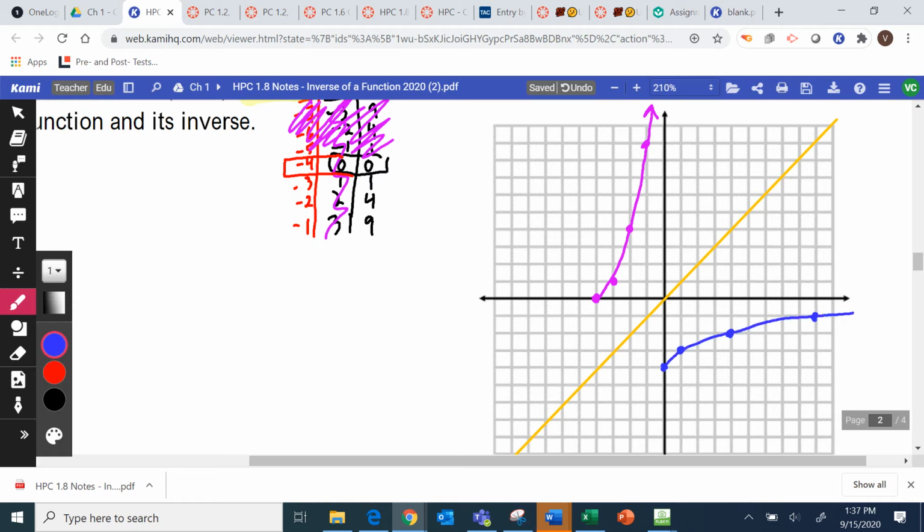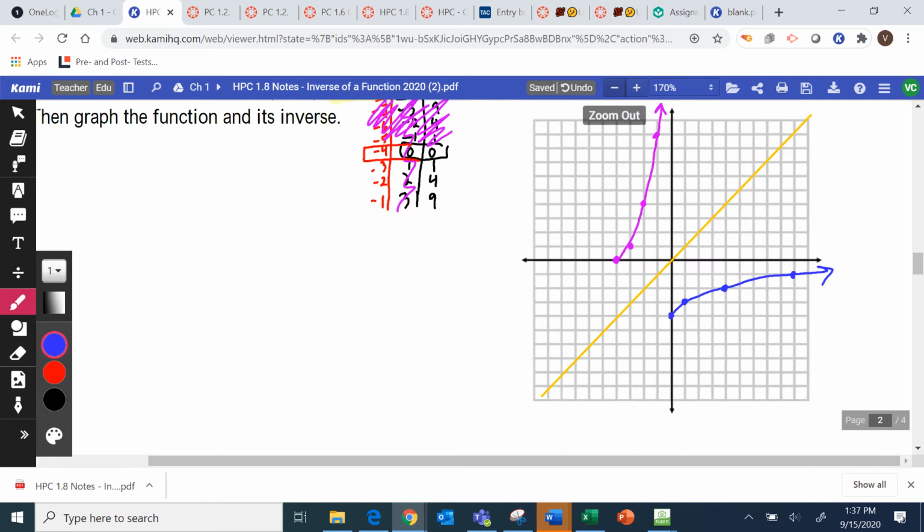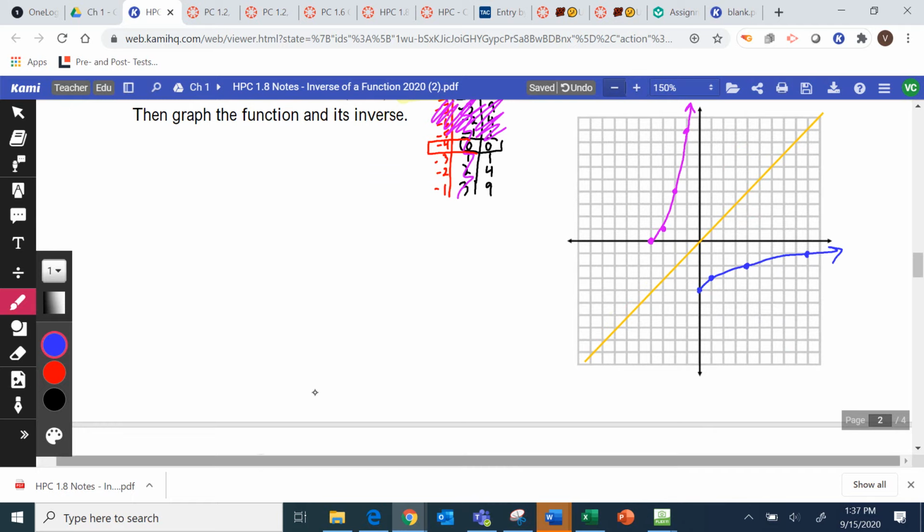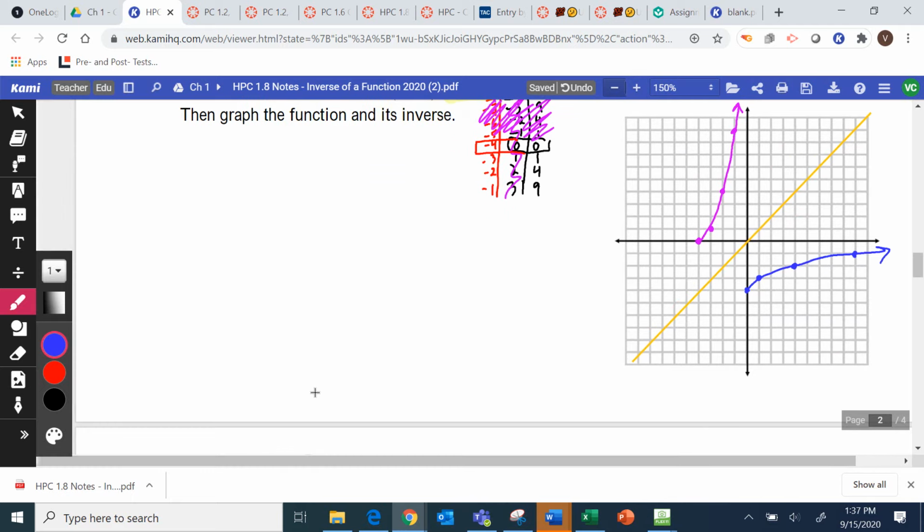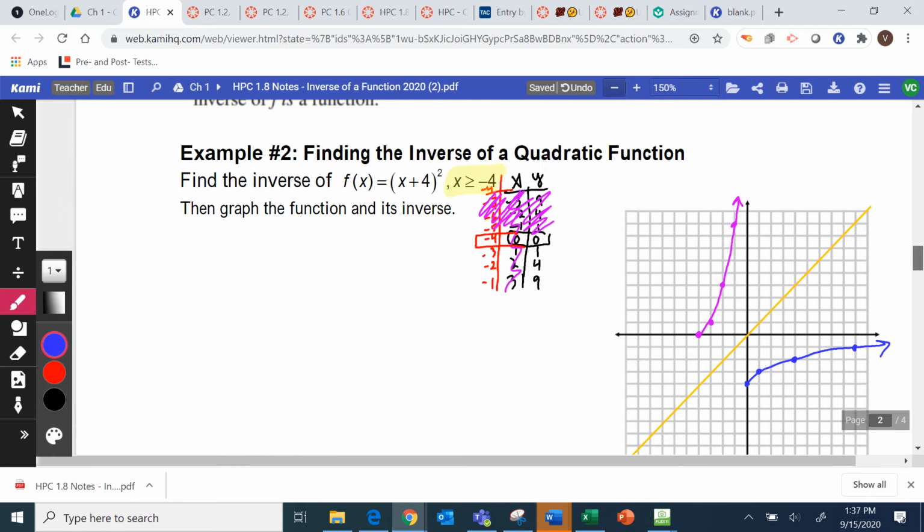And then we look at our graph and we say, does it look right? Does it look like a reflection? If the answer is no, then I need to go back and look at what I'm doing. But it should look like a reflection. So now how do we find the equation? There is that mental part, but I'm going to show you algebraically how you find it.